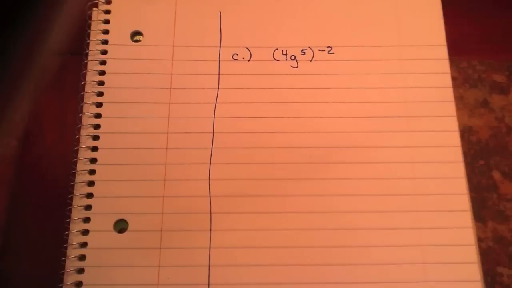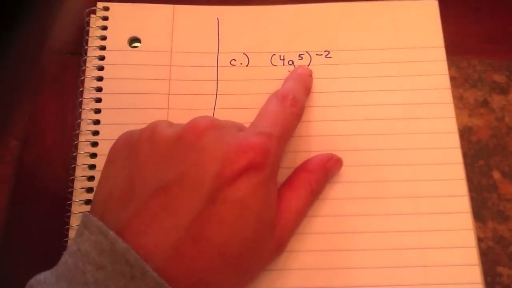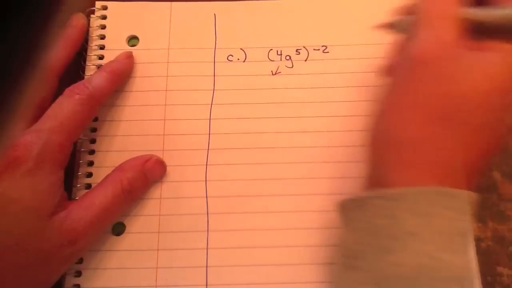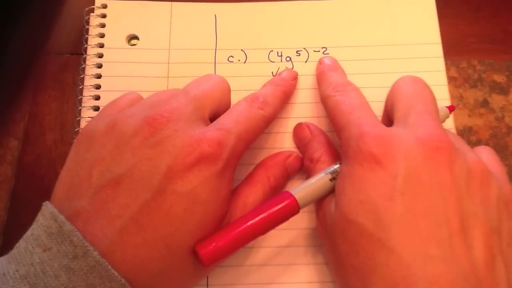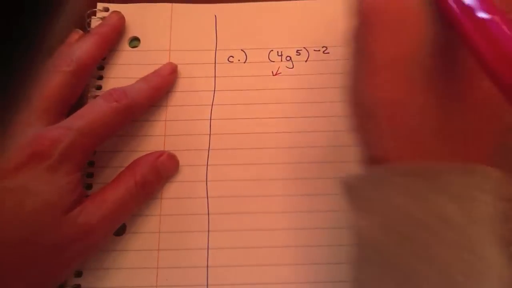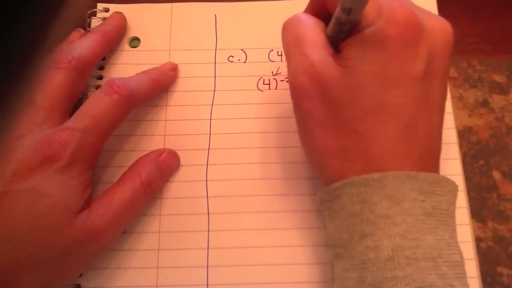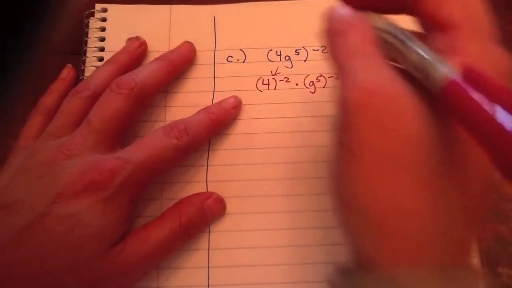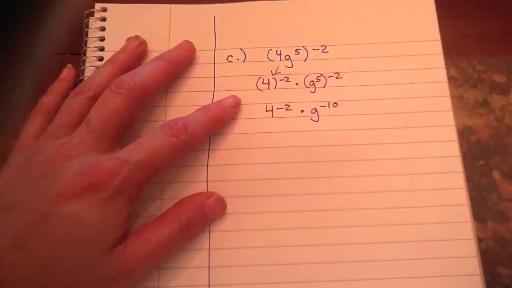Let's look at one more of these. Write that down. If you want to, try it on your own. Otherwise, just follow along with me. So again, I see 4 times g to the 5th. So those are my 2 parts of one term there. So you have an option here. Like I said before, the negatives sometimes confuse you, so I'm going to show you both ways you could have done this. You have 4 to the negative 2 times g to the 5th to the negative 2, which ends up giving you 4 to the negative 2 times g to the negative 10.